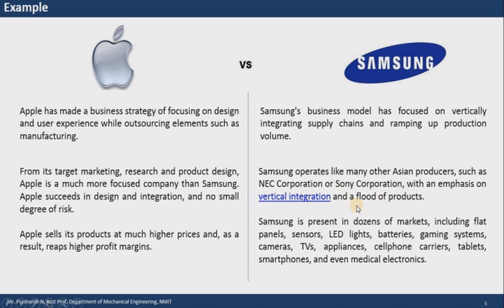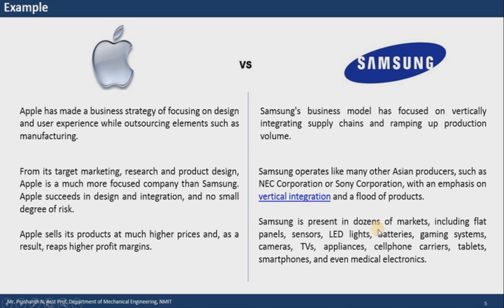So, for example, Samsung is present in various consumer electronic segments. For example, they provide flat panels, sensors, LEDs, batteries, gaming systems, cameras, cell phones, tablets, smartphones, and medical electronics, a lot of stuff. In fact, Samsung supplies a lot of components to Apple, right? Apple does buy components from Samsung.